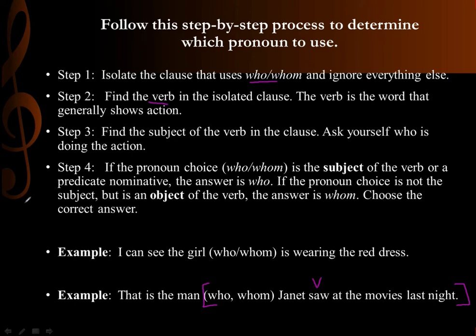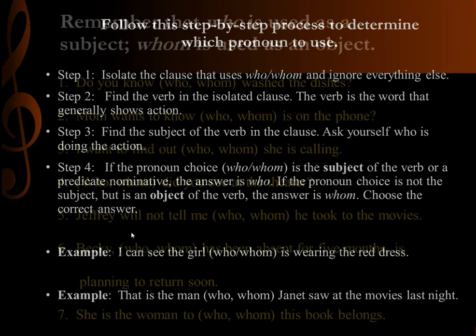Saw. Step 3, find the subject of that verb. Who did this? It was Janet. That's the subject. You don't get another subject in a clause. Each clause has only one subject. And so, Janet saw these people, and since you're looking for an object, it has to be whom. Janet saw whom at the movies last night. Okay? We're going to practice a lot of these and be sure that you can do them.